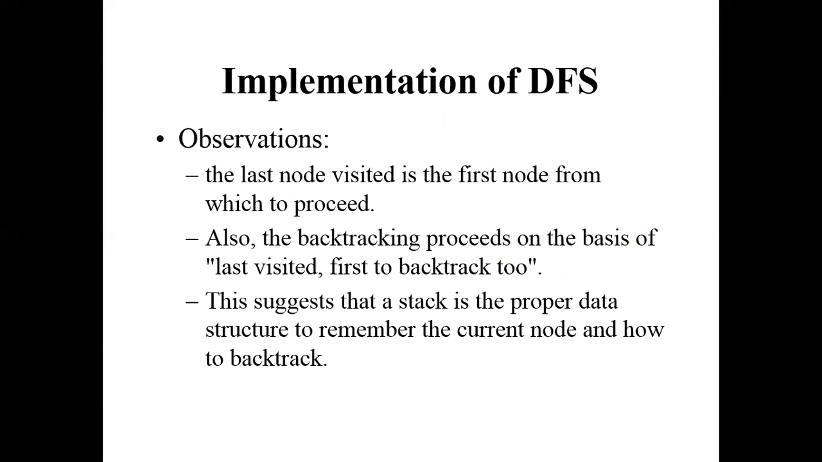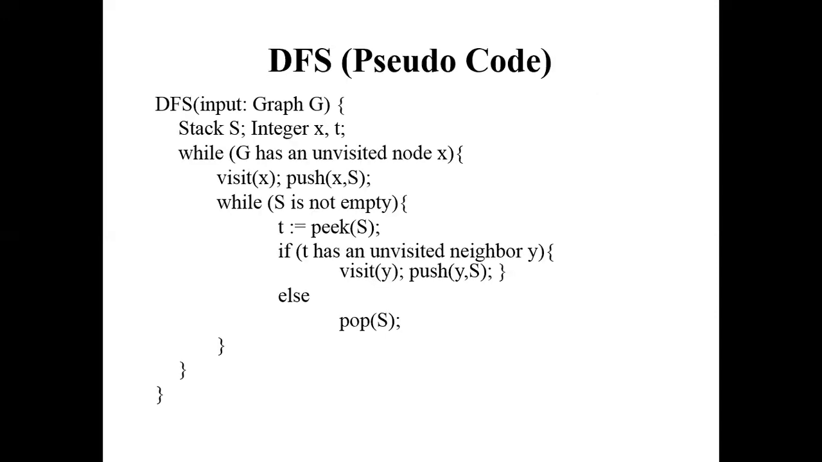One observation is that the last node visited is the first node from which we backtrack. So backtracking proceeds on the basis of last visited, first to backtrack to. This is a sample code for DFS. We'll be using a stack data structure to hold the visited nodes. Initially, all the nodes are unvisited. Once we visit a node, we push it to the stack. Until the stack is empty, we will be popping out the elements to check whether all the nodes are visited.